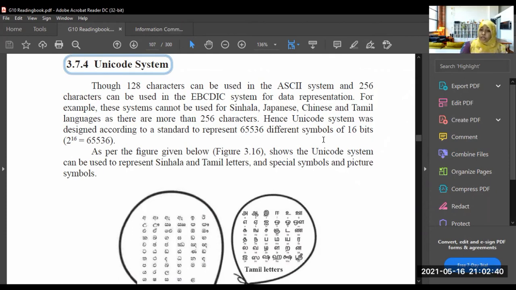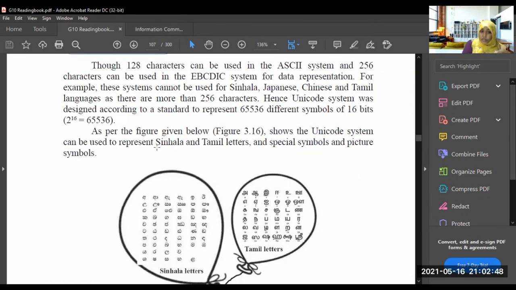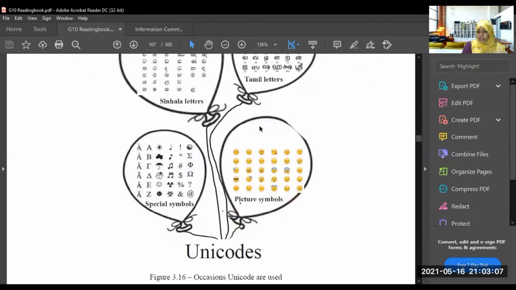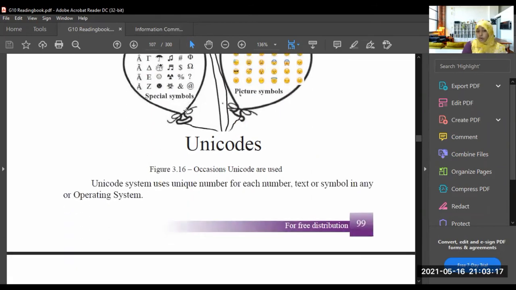But now we can represent them in the Unicode system. Here, this is an example, okay? We can use Sinhala and Tamil letters, special symbols, and pictures also, as given here. We can also use other language letters in the Unicode system. Now got it? In this Unicode system, as shown here, special symbols and pictures can be used. These are emojis, right? Tamil letters, Sinhala letters, English letters, and many more things.